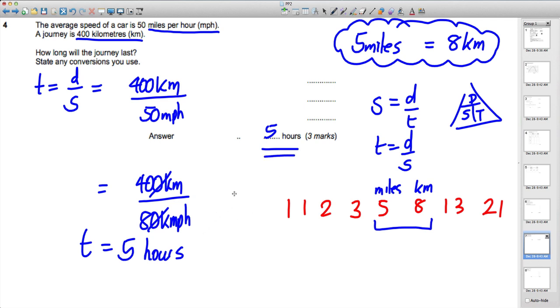Nice, easy question there. Couple of things to remember. Speed is distance over time formula. When using that, the units have to be consistent. If your distance is in kilometres and let's say your speed is in miles per hour, you have to convert so they're all in miles or kilometres, whichever's easiest. And 5 miles is 8 kilometres. I remember that using Fibonacci.